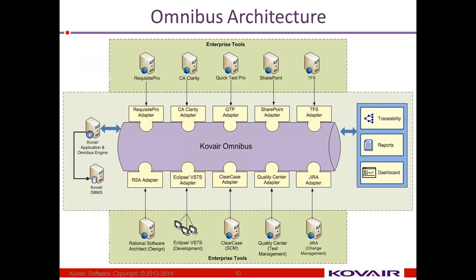This is the Covea Omnibus architecture from a very high level. In the center you see the main orchestration engine called Covea Omnibus. There are adapters which connect it to the individual tools. You can see there are tools from different vendors here, IBM Requisite Pro, CA Clarity, Microsoft TFS. These are just sample tools. And you've got the Covea web application, which is used to configure the integration rules.